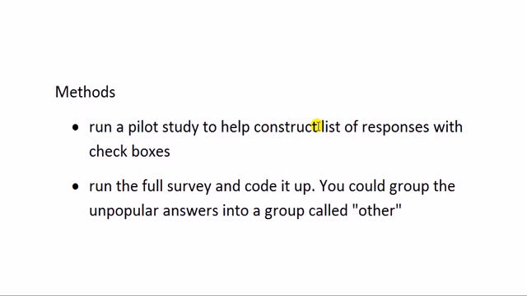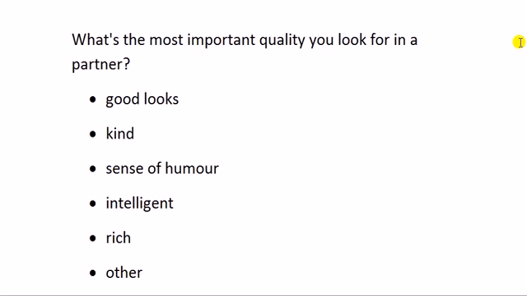So say I run a small pilot study. I might interview like 20-30 people. Based on those 20 or 30 responses, I get an idea of the common responses, and then I can do checkboxes. So imagine these are all checkboxes: good looks, kind, has a sense of humor, intelligent, rich, and then I get a few crazy ones which are very few. So I just gather everything in other.